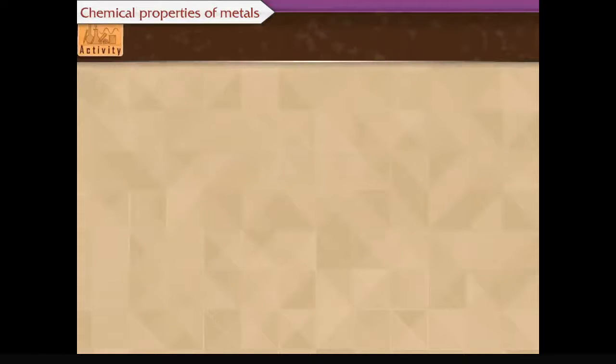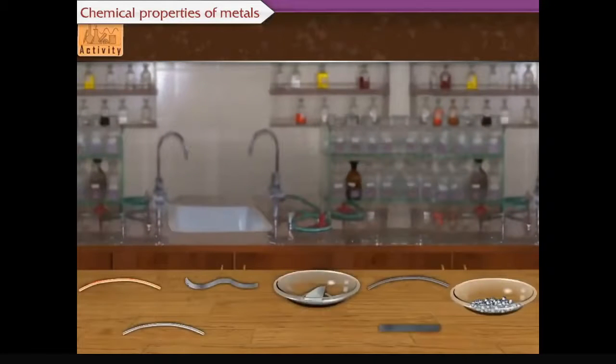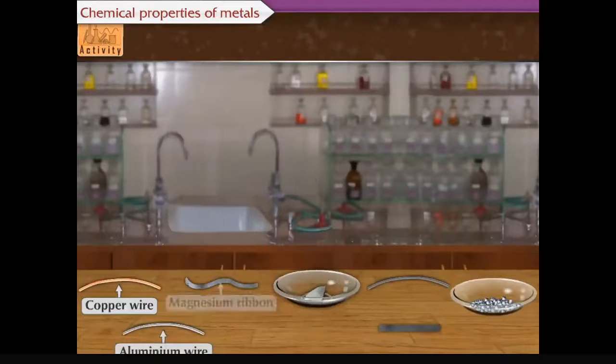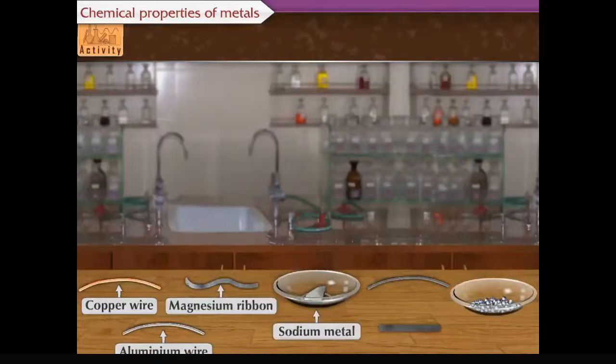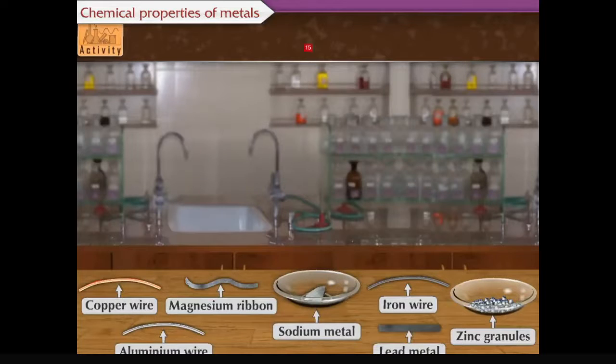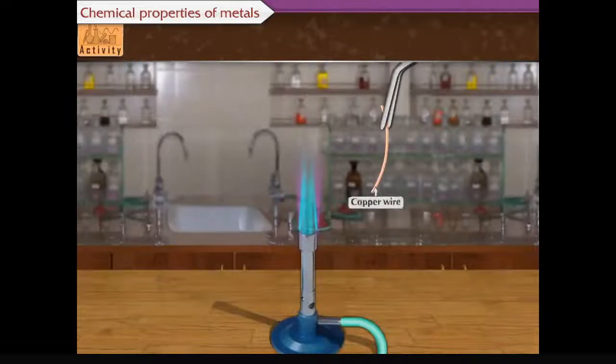Activity: take a copper wire, an aluminium wire, a magnesium ribbon, a piece of sodium metal, an iron wire, a zinc granule, and a piece of lead metal. Now let us heat all the metals one by one. Let us begin with a copper wire.